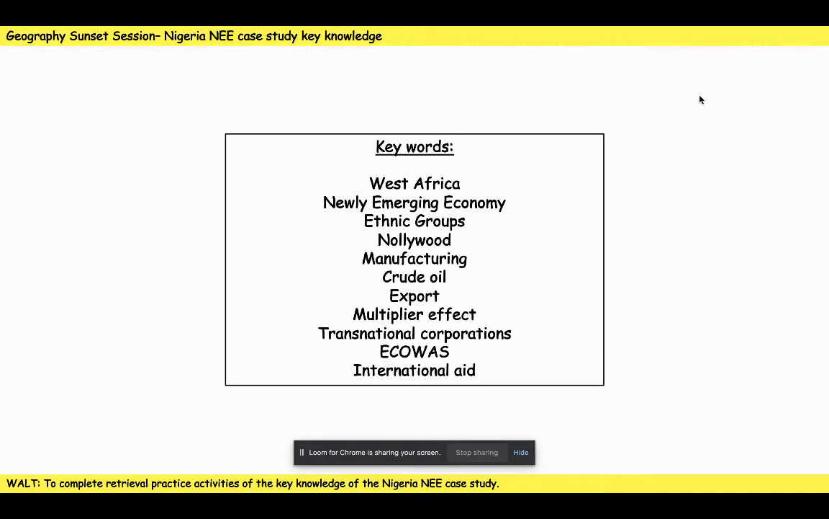So the first activity for you to do is all about the key words. When we talk about Nigeria and we focus on our core knowledge, it's important that we have a good base of vocabulary to utilize so that we can confidently talk and write about Nigeria. So thinking about those reading, writing, and oracy skills, the first activity for you to do is to pause the video and try and write a definition for each of these really important keywords when we think about Nigeria.